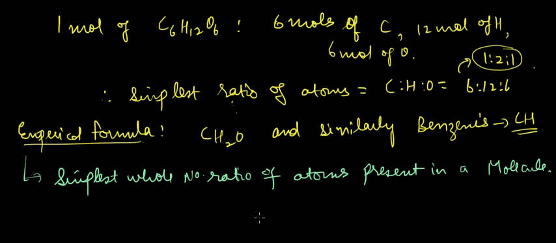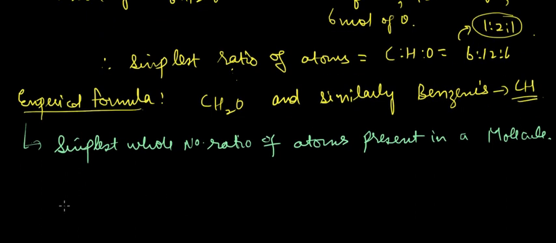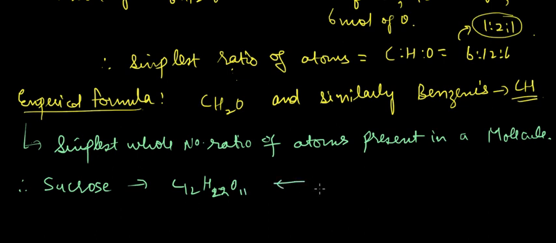Okay, so also there are some compounds which have the same molecular formula as empirical formula. So let's say sucrose, whose molecular formula is C12H22O11, and this would be the same empirical formula as well, same empirical formula and molecular formula.